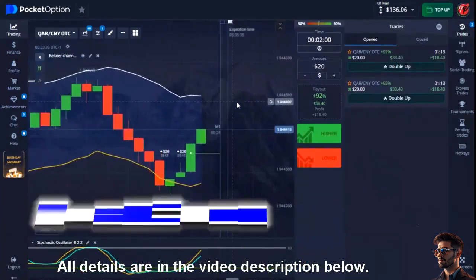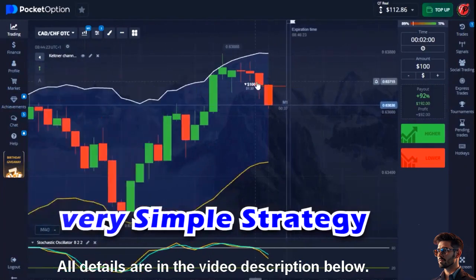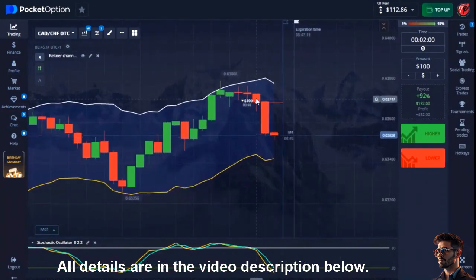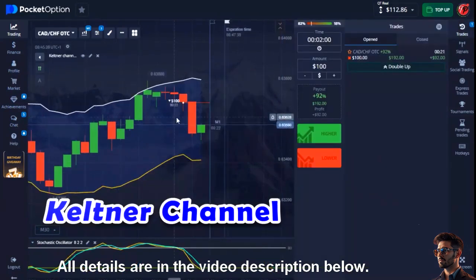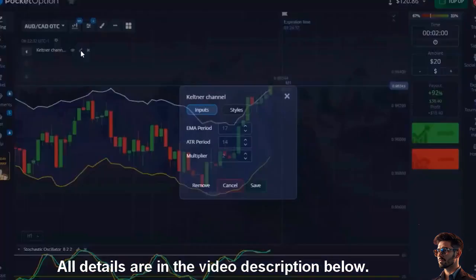Video I'll be trading again with Pocket Option, and over here I have a very simple, very effective strategy to show you guys. Over here we're making use of two indicators. The first indicator I use is called Keltner Channel, and the second indicator is Stochastic Oscillator, and this is the setup of my Keltner Channel.